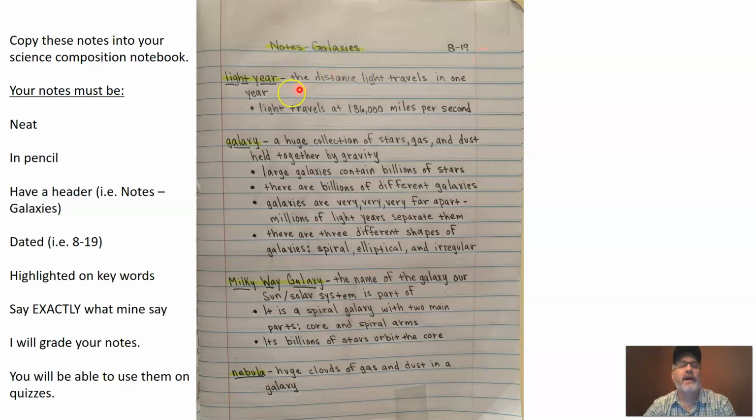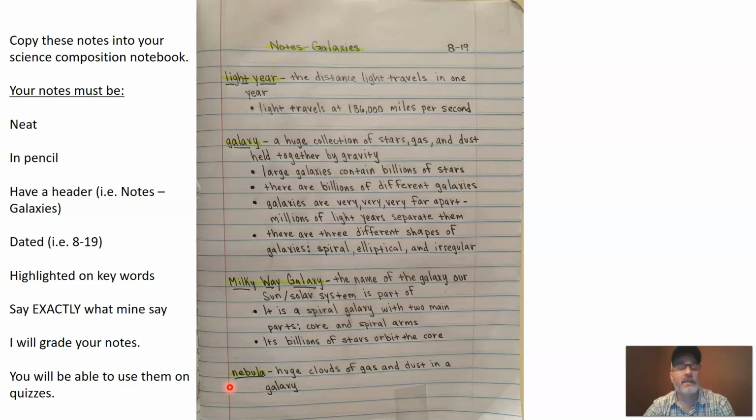Please notice here that I've highlighted some key vocabulary words. You should use your yellow colored pencils to very lightly shade. Notice that I said yellow. Please don't use other colors. So highlight the key words, and we have 4 key words from our notes today: light year, galaxy, Milky Way, and also nebula. Your notes must say exactly what mine say. So if it is written on my page, you have to write all these same words. Please don't abbreviate my notes further. These are already abbreviated.